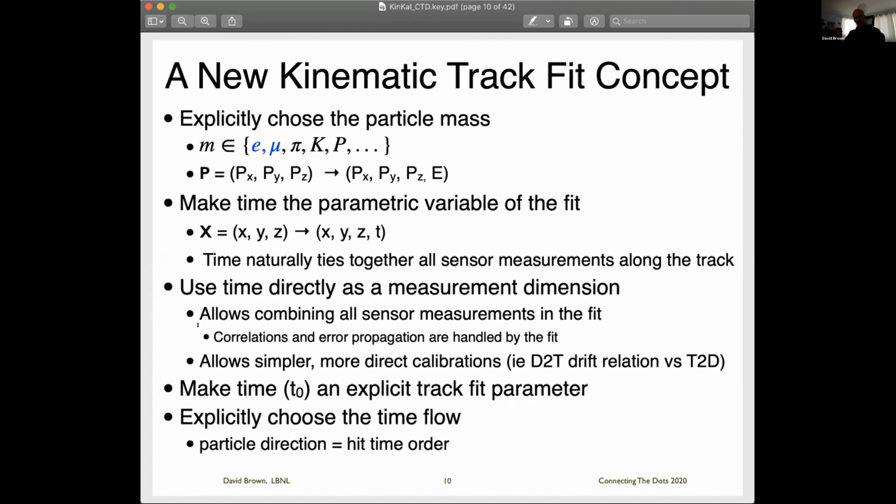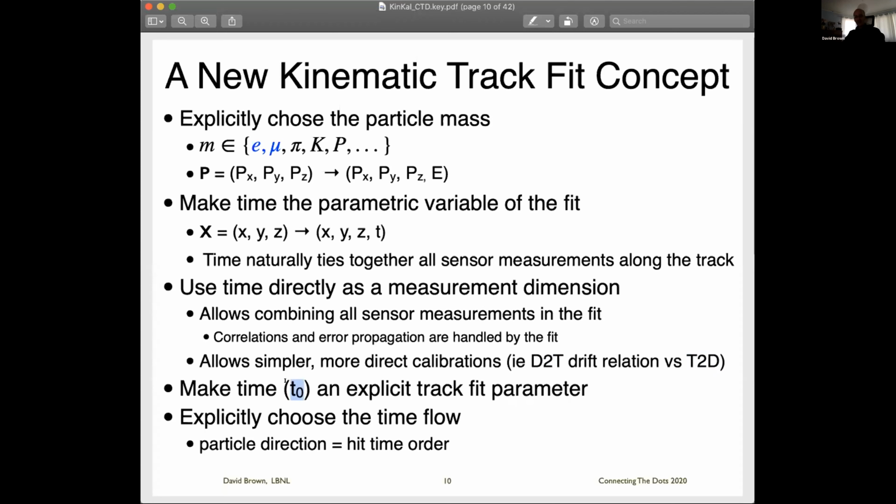And by putting everything into the fit, all the correlations and the error propagation are handled intrinsically. And it also simplifies some of the processes. For instance, dealing with drift is always problematic in drift chambers. By working in the time domain, we only have to deal with one function, a drift distance to time relationship, which is a more direct relationship and measurable in the lab versus a time to distance relation, which is what's used in a geometric fit.